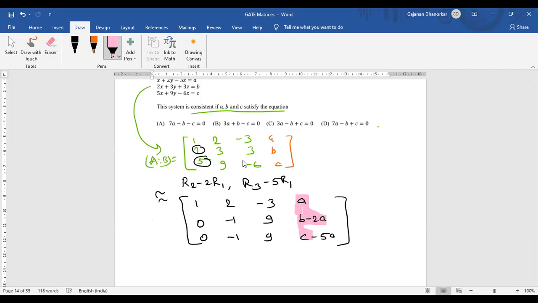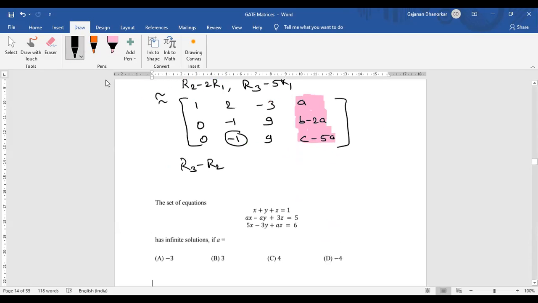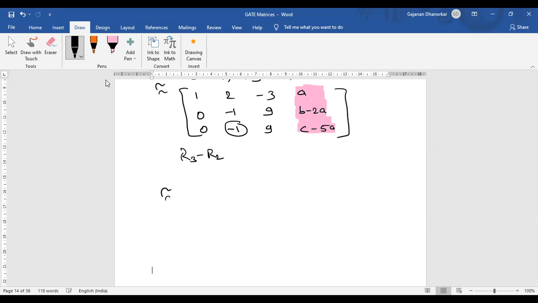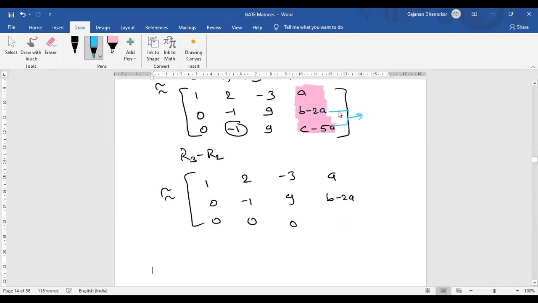Then we have to convert the element below this into 0. Therefore, I will use R3 minus R2. 1, 2, minus 3, A. 0, minus 1, 9, B minus 2A. 0, 0, and now this has also become 0. Now we have to take the multiplication on this. C minus 5A, now we have to take minus B plus 2A. What will this be? C minus 3A minus B. C minus 3A minus B.